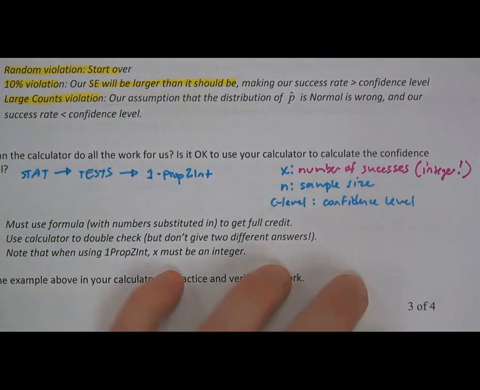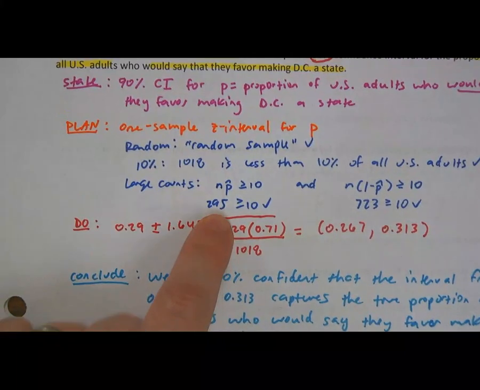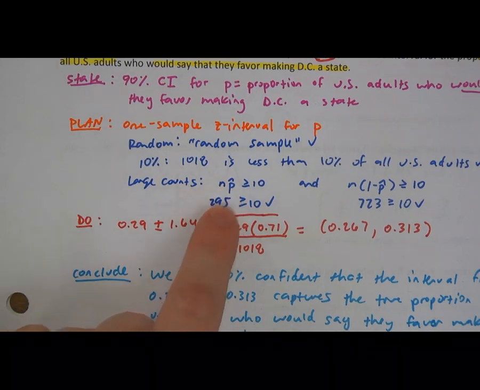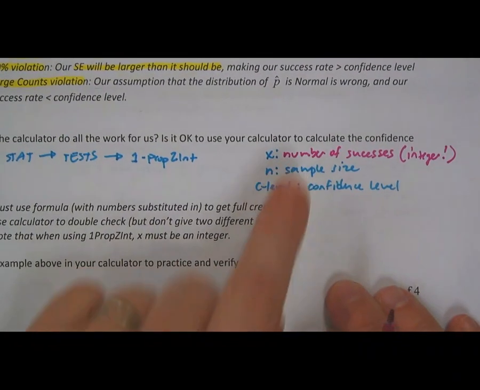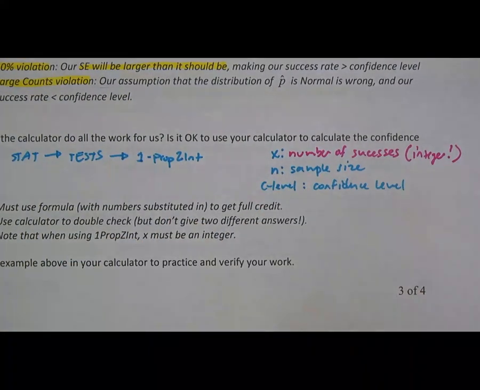You can't put, like up here when we got, I don't remember what it was, like 295.2, you would have to put the 295 in for your number of successes. So that number of successes can be found by using this little formula here, n times p hat. But that's the value that you must put in for x. It's not asking for a p hat that's given in the problem.